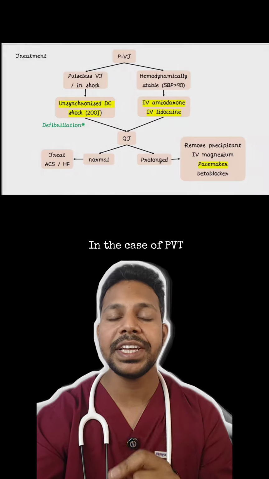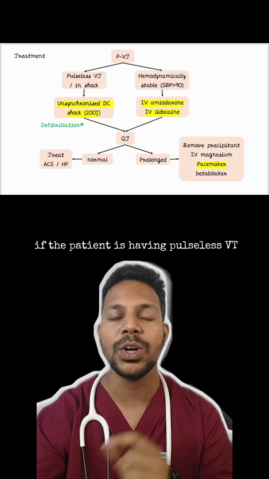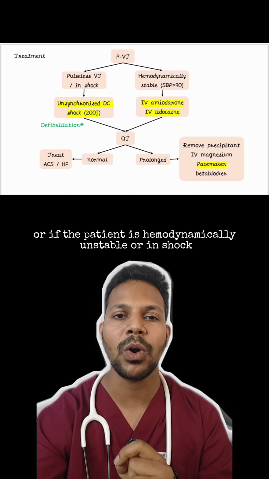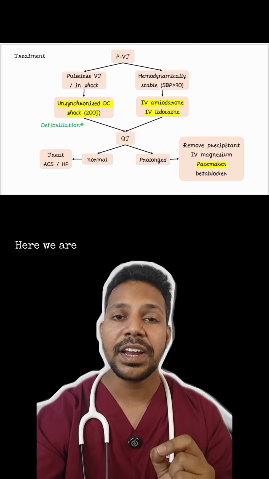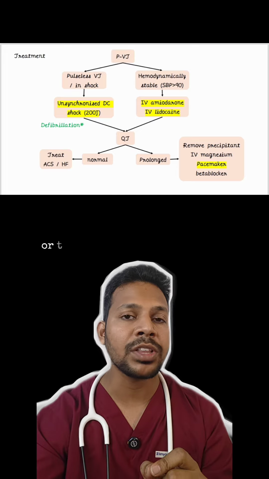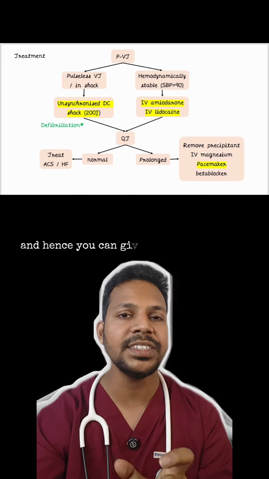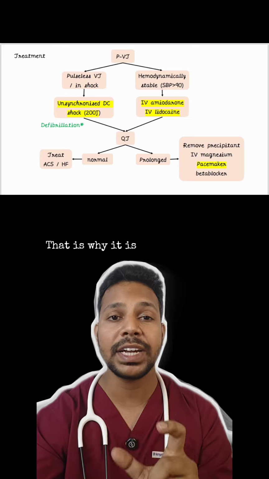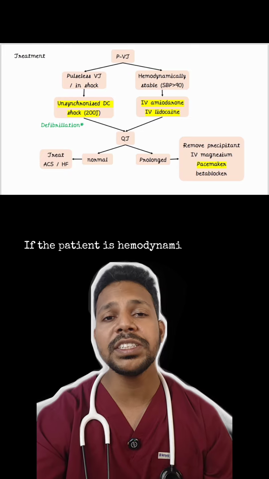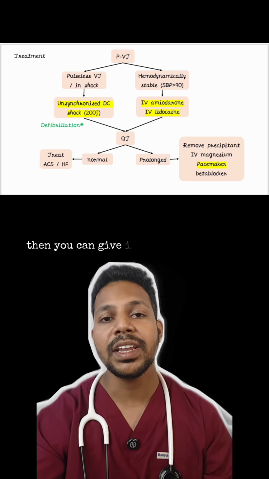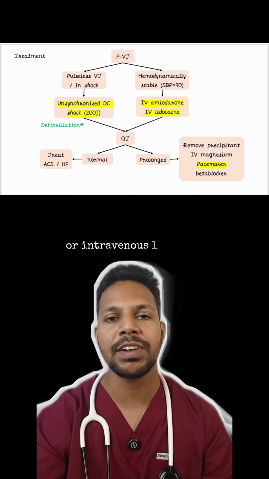In the case of PVT, if the patient is having pulseless VT or if the patient is hemodynamically unstable or in shock, the treatment of choice would be unsynchronized DC shock. Here, we are not able to appreciate any pulse or there is no visible QRS complex, and hence you can give the shock anywhere. That is why it is unsynchronized. This is also called defibrillation. If the patient is hemodynamically stable, then you can give intravenous amiodarone or intravenous lidocaine.